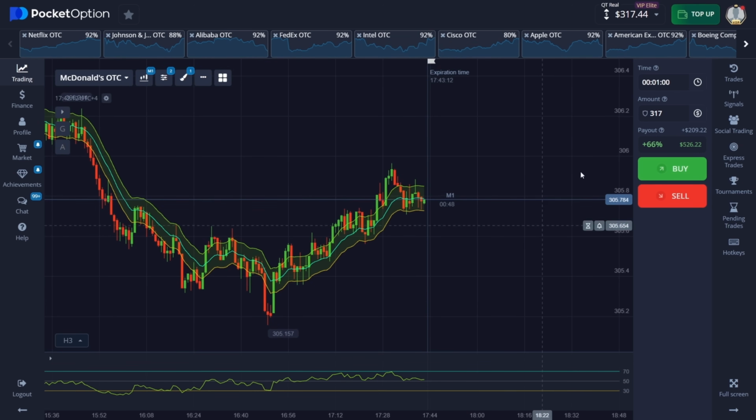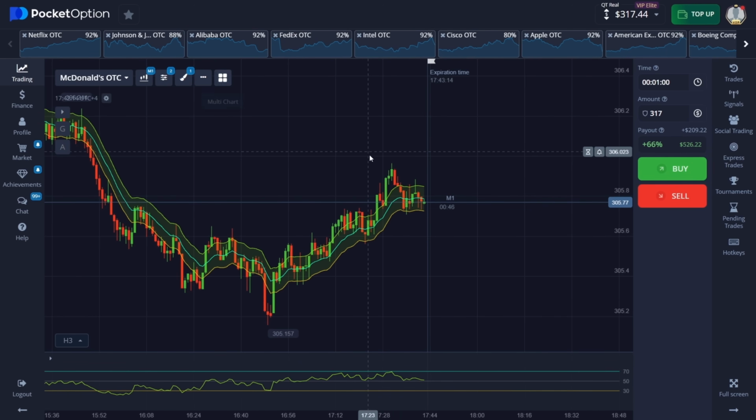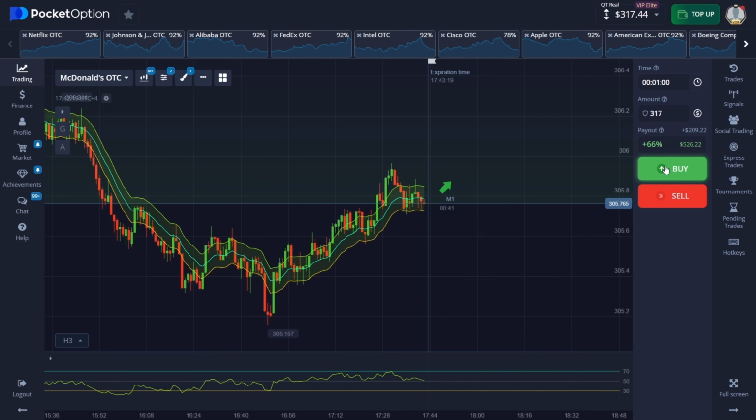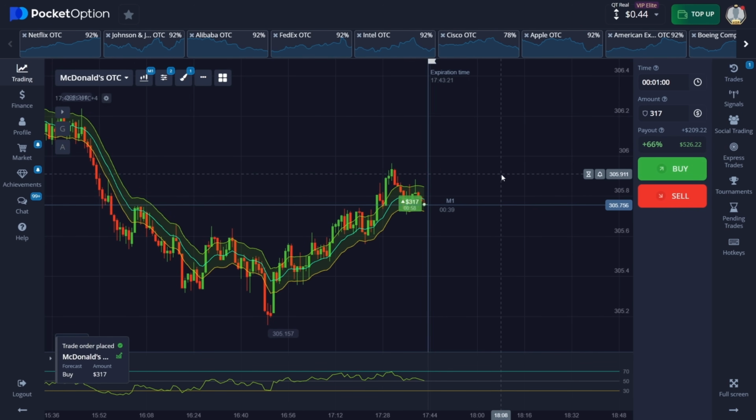We have a trade on McDonald's OTC. As you can see, there is an uptrend and the candle closed near the envelope level. Additionally, the RSI line touched the 50 level. That's why I took this trade for an upside move.